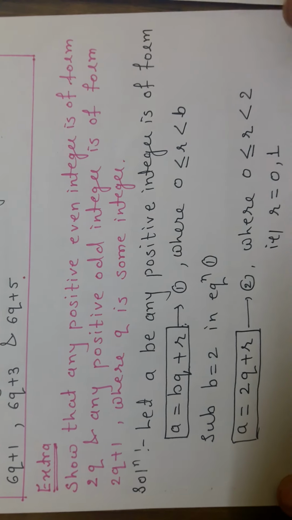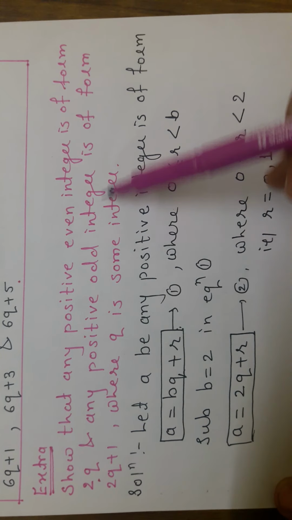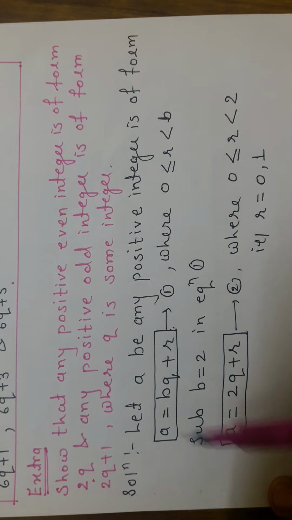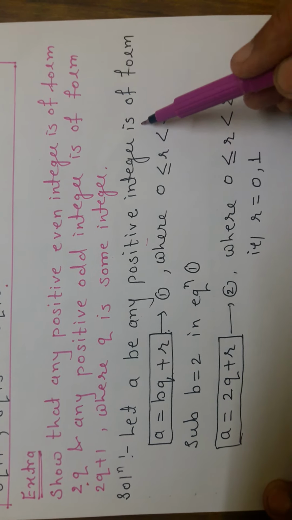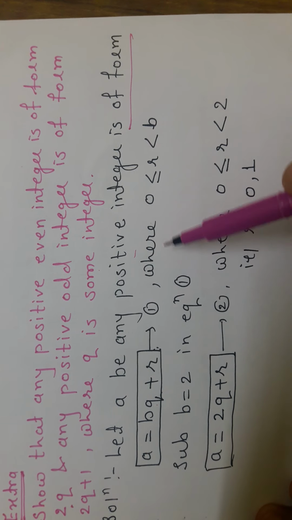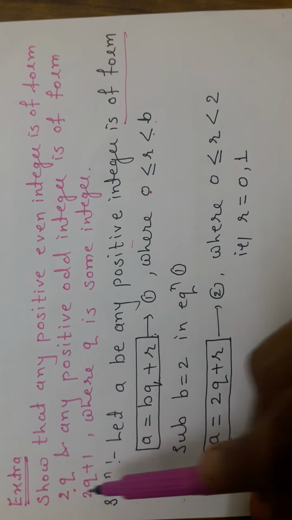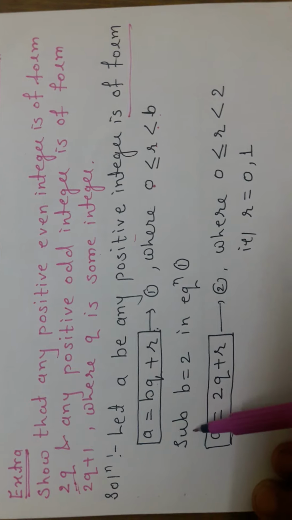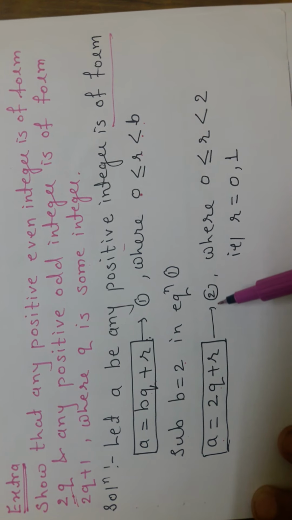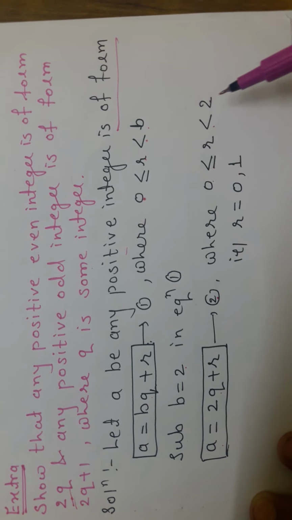Show that any positive even integer is of the form 2q and any positive odd integer is of the form 2q plus 1, where q is some integer. Let a be any positive integer of the form a is equal to bq plus r. We will call this equation 1, where r is greater than or equal to 0 but strictly less than b. Here we have to show 2q plus 1, so we will substitute b is equal to 2 in equation 1. a is equal to 2q plus r. We will call this equation 2, where r is greater than or equal to 0 but strictly less than 2.